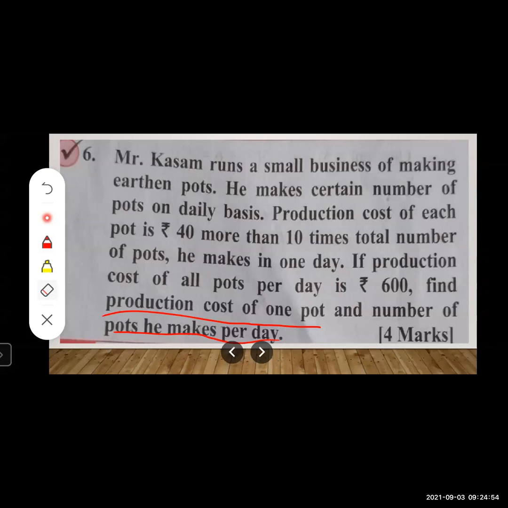Now, what do you have to assume first of all? You have to assume the number of pots he makes per day. Suppose the number of pots he makes per day is x. The production cost of one pot you will get from this condition. Production cost of one pot will be 10 times the total number of pots plus 40 rupees more, that is 10x plus 40. That will be the production cost of one pot. Okay, so let us move to the next slide.